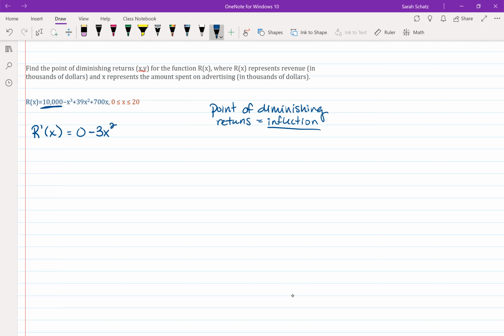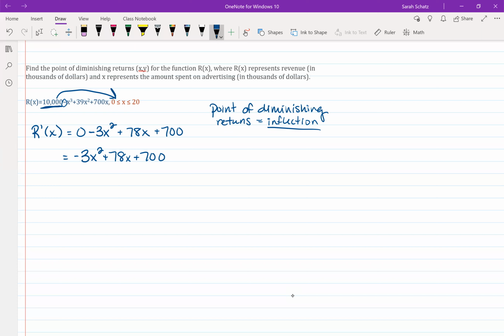So notice, be really careful. If you do want to move that 10,000 to the back, make sure the negative stays with the x cubed. So I have negative 3x squared plus 2 times 39 is 78x plus 700. So let's get rid of that 0. Negative 3x squared plus 78x plus 700.